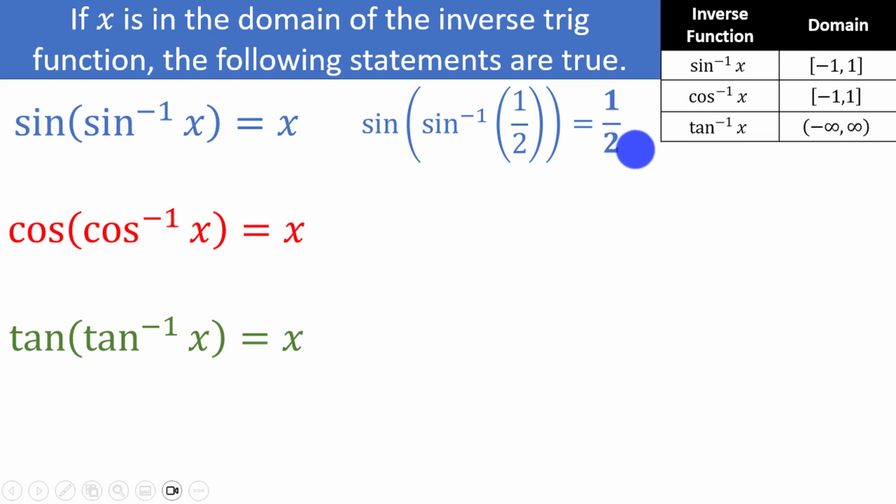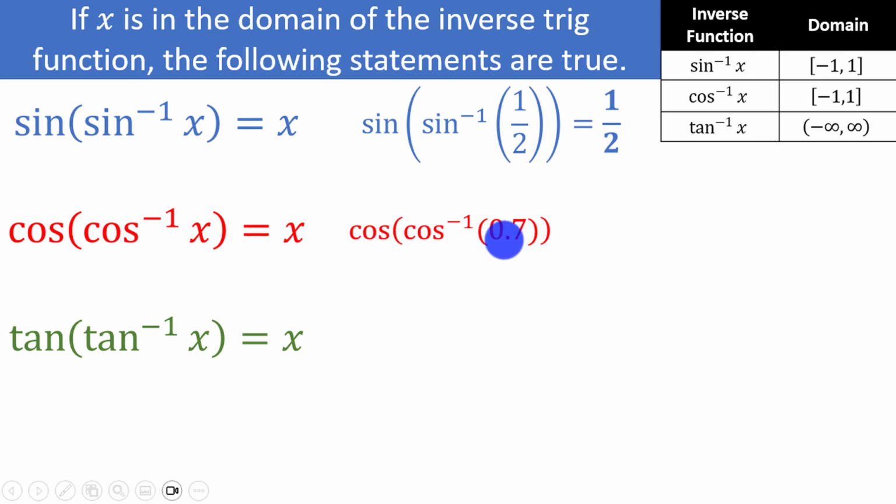Now if you want to think a little bit more about why that is, remember that inverse sine of 1/2 is asking you sine of what gives you 1/2. Well, sine of pi over 6 would give you 1/2. In the range of inverse sine, it would be pi over 6. So you get pi over 6 for the inside. Sine of pi over 6 would indeed give you 1/2. Okay? And then we could try one for cosine.